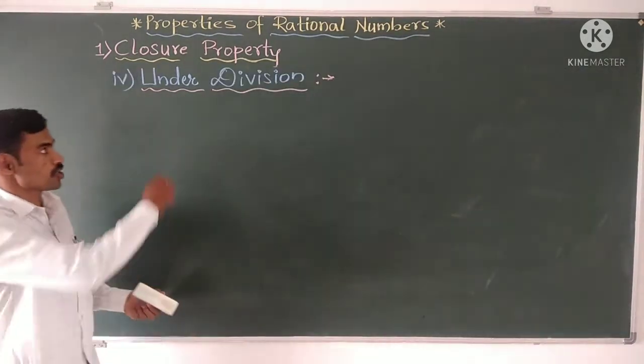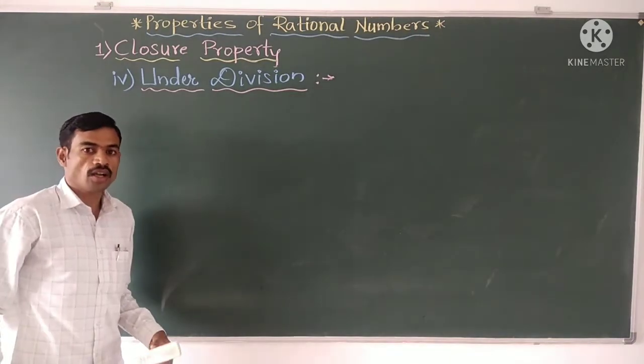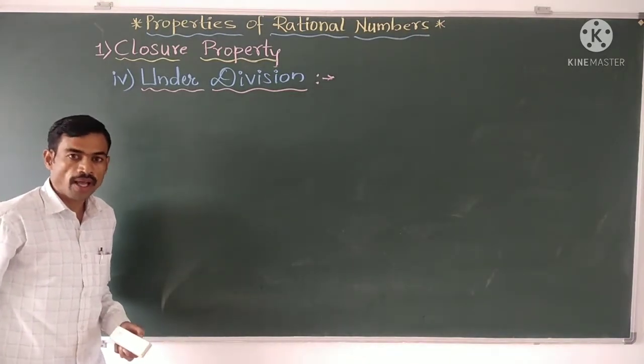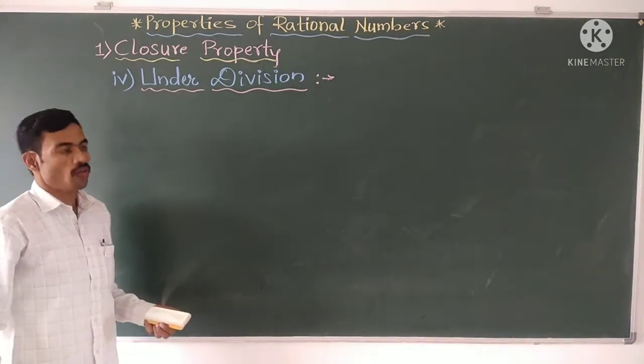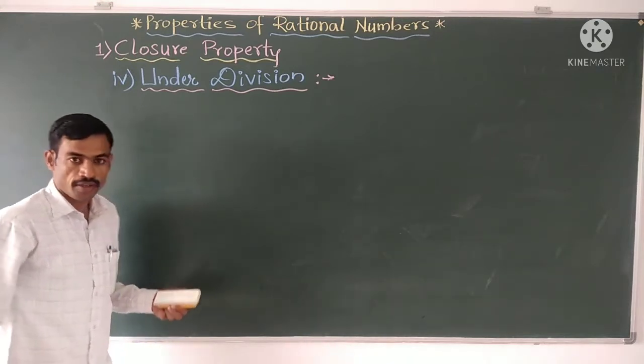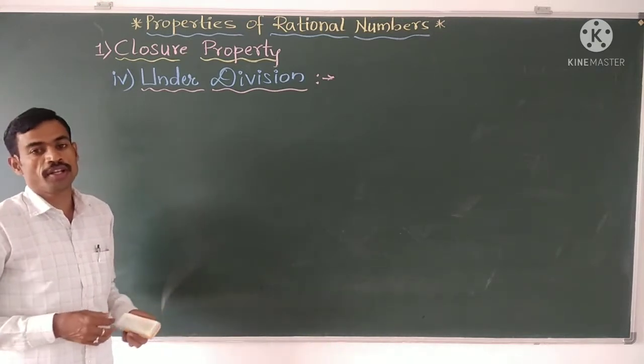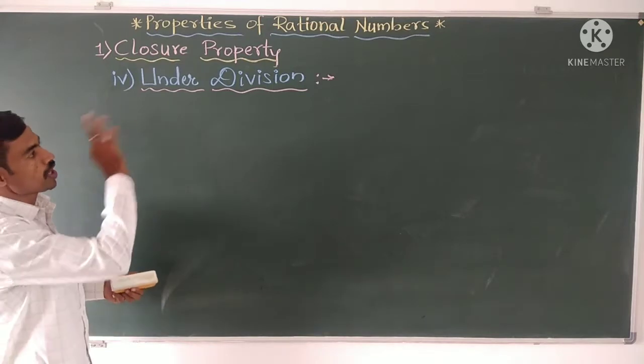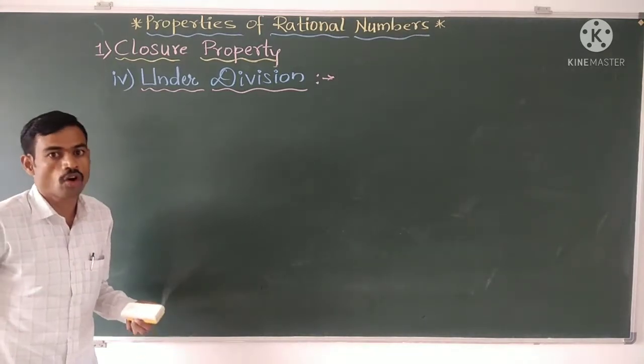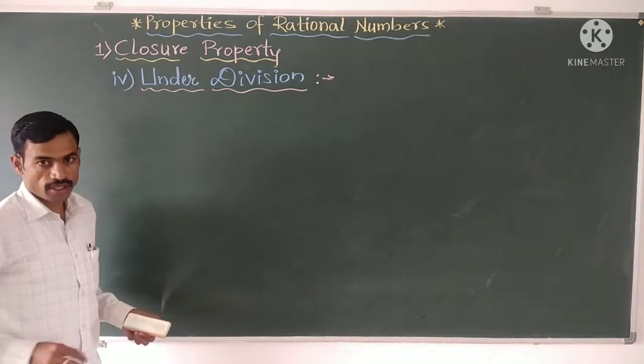Now here is the last operation, that is under division. We have to apply the closure property of rational numbers under division. Does this property hold good for rational numbers under division or not? We have to check this.